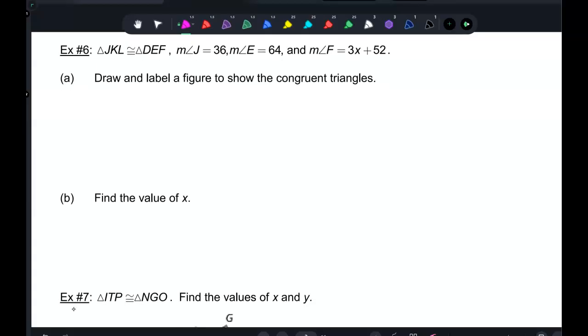Okay, triangle JKL is congruent to triangle DEF. We know angle J is 36, angle E is 64, and angle F is 3x plus 52. We want to draw and label a figure to show the congruent triangles. Now, we don't know what the triangles look like, so I'm just going to draw two triangles that look like they're the same shape and the same size. They can just be two kind of generic triangles.